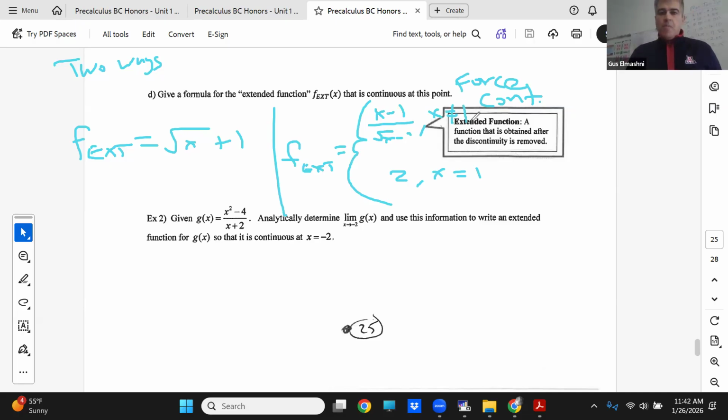Would you write after? X does not equal 1. Yeah. So in order to force the issue of continuity, you want to fill in that hole, right? So what do I mean by that?